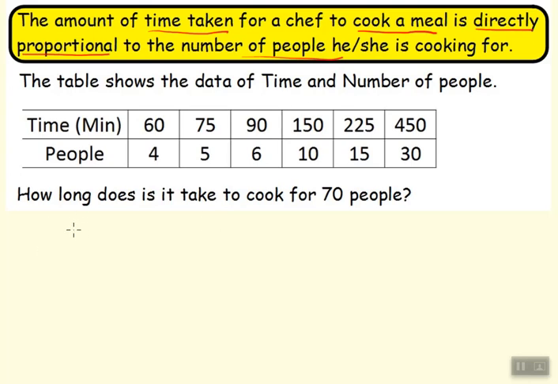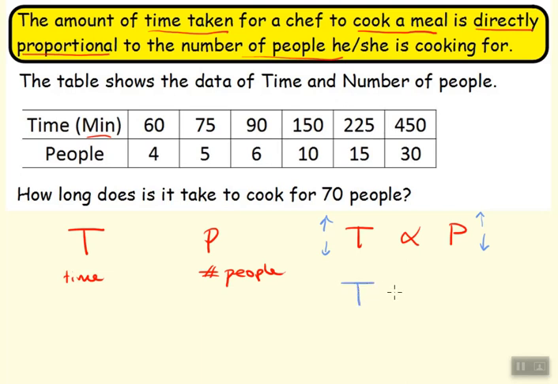So let's say T is time, which is measured in minutes, and P is the number of people. We're told that T is directly proportional to P. The more people you cook for, the more time it would take. The fewer people you cook for, the less time it would take. So the time it takes to cook a meal must equal something times P.